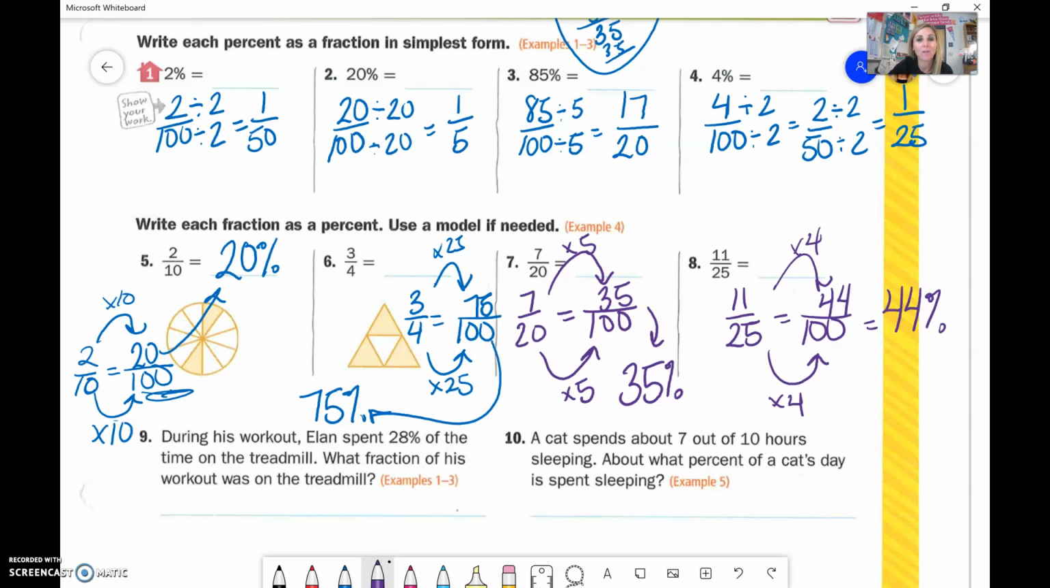Okay, there were some extra practice problems. You should be good to go with your homework, and you should be able to do amazing. So take your time, work through all of your problems. You're going to do awesome.